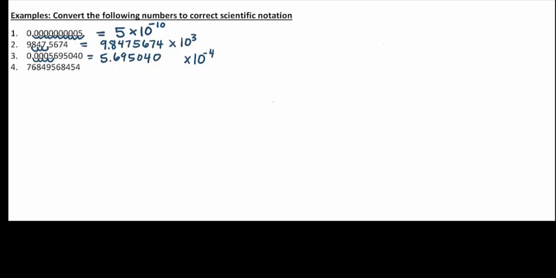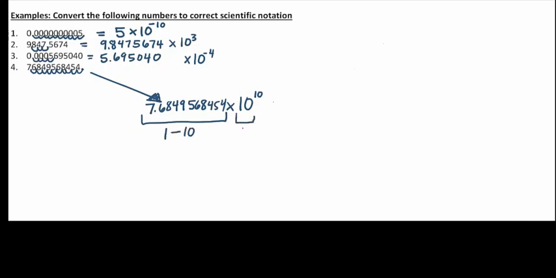Number 4, this number, the implied decimal place would be here. So I need to move it 1, 2, 3, 4, 5, 6, 7, 8, 9, 10. So my exponential is going to be, I'll write that down here, 10 raised to the power of 10. I moved it to the left. And the number is going to be 7.6849568454. So this would be the correct scientific notation. This number is indeed between 1 and 10, multiplied by 10 raised to some exponential.